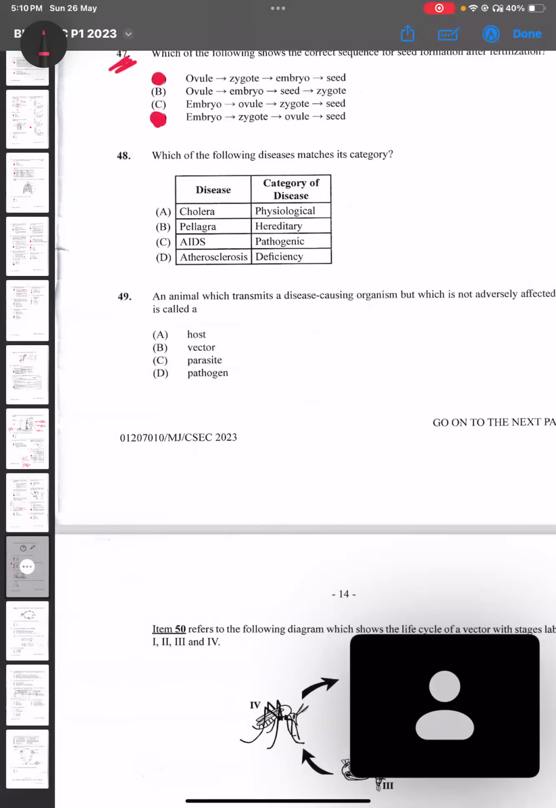So as I say, if you find something and you're not sure, we can always check at the end, or you can always think about it at the end. So yeah, Alicia, we're going to come back to that question. And then for 48, it says which of the following diseases matches this category.